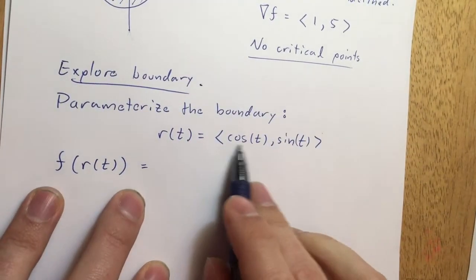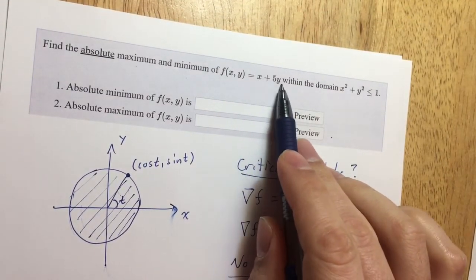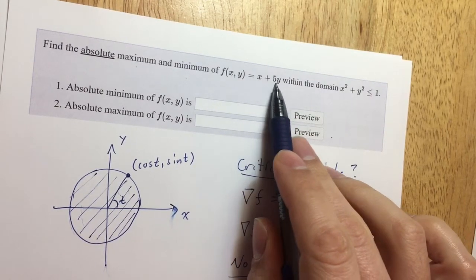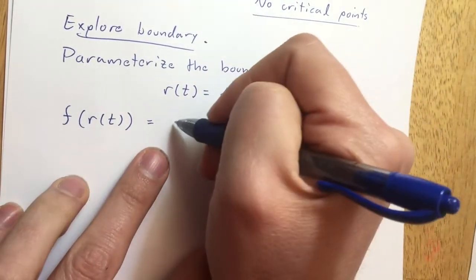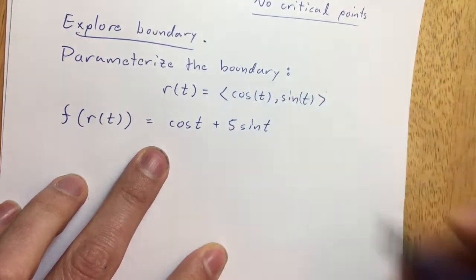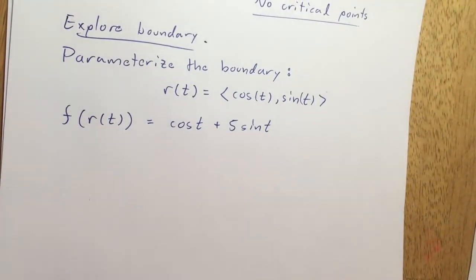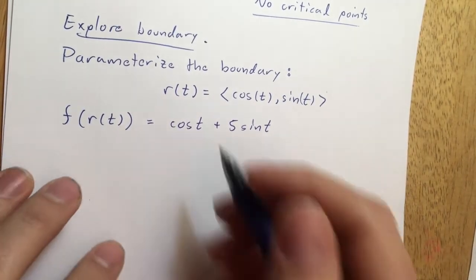What did we get? Well, remember what our function was. It was x plus 5y. x is cosine t, y is sine t. So it's going to be cosine t plus 5 sine t. That's our composition function. I want to find out where this has maximums or minimums. Well, this is a single variable calculus problem, because it's a function of a single variable. So we find critical numbers.